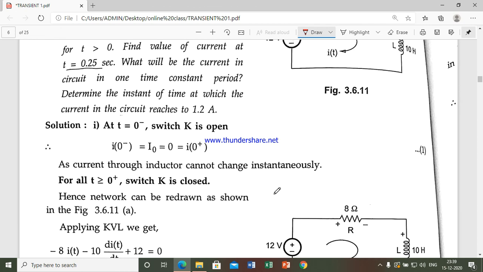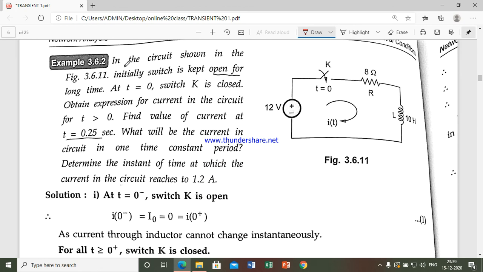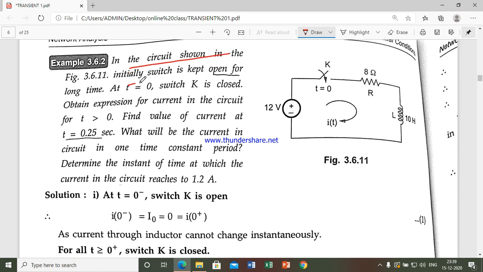We will see another problem related to this. In the circuit shown in the figure, initially switch K is kept open for a long time. Long time means for t less than 0, it will be open. At t equal to 0, switch K is closed. Obtain the expression for the circuit for t greater than 0. Find the value of current at t equal to 0.25 seconds.